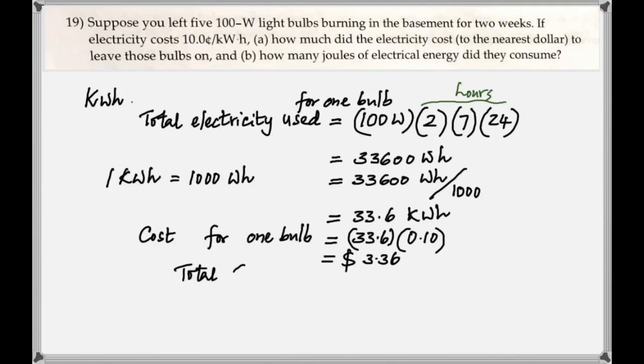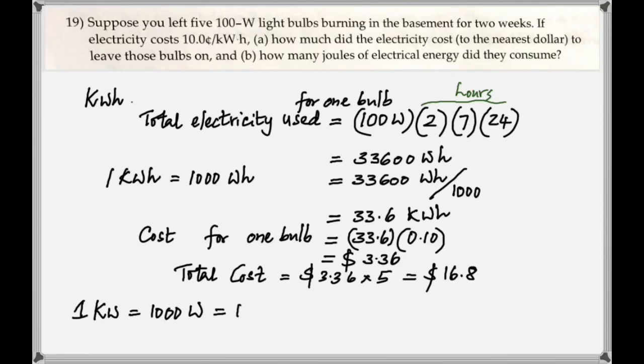But that is the cost for one bulb. I almost forgot that there are 5 bulbs, right? Since there are 5 bulbs, you got to multiply that with 5 and you get $16.80.